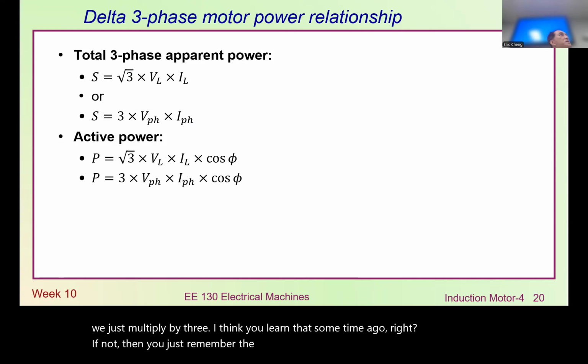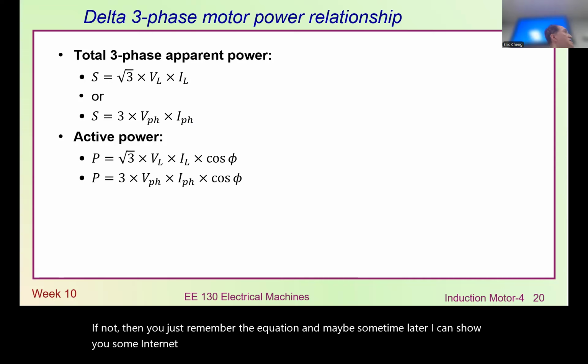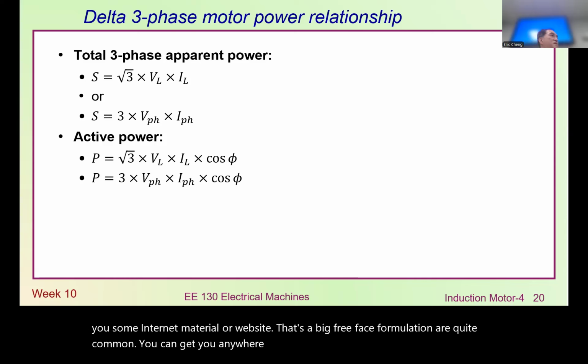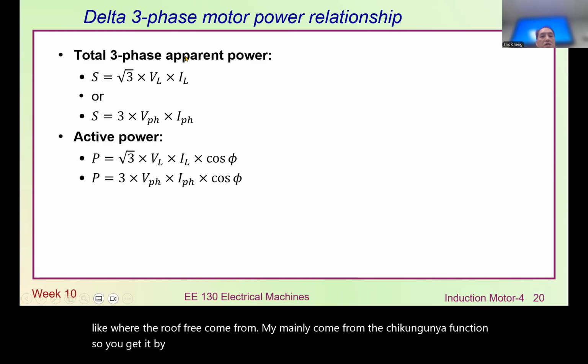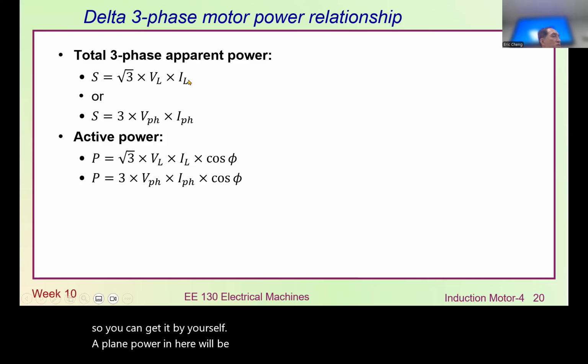Maybe sometime later, I can show you some internet material or websites. Three-phase formulations are quite common and you can get them anywhere, and it's not difficult. The root three mainly comes from the trigonometric function, so you can work it out by yourself. Apparent power here is just voltage times current.